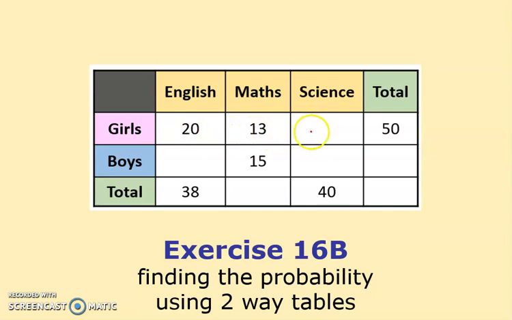20 and 13 makes 33, so presumably that's 17, because they all have to add up to 50. So there are certain numbers you can work out yourself, but it might be they give you a complete full table, and then you have to work out probabilities from them. And some of them might be given probabilities. We might have to remind ourselves of that formula as well.